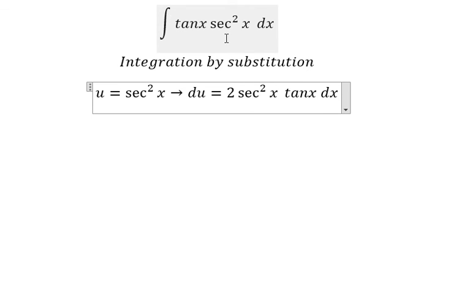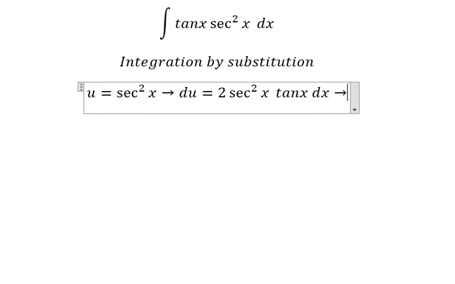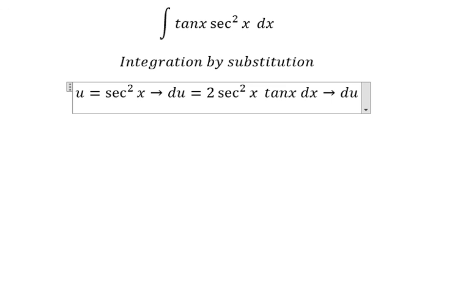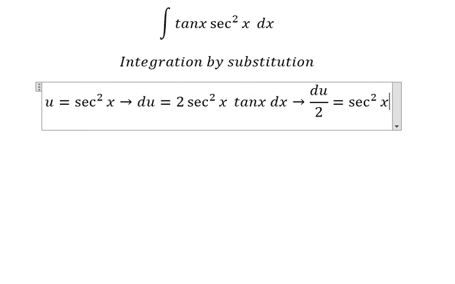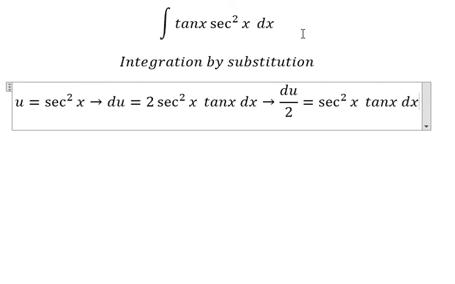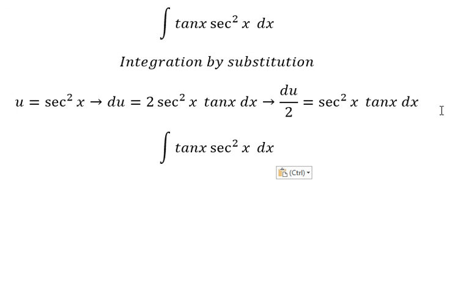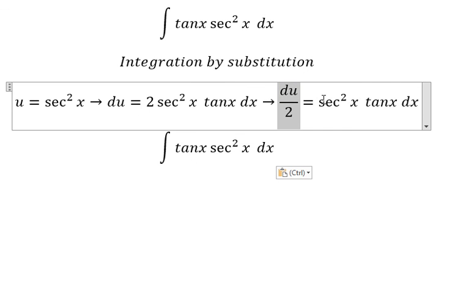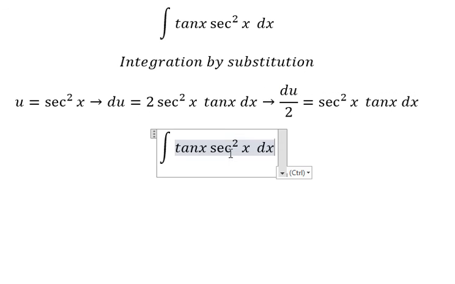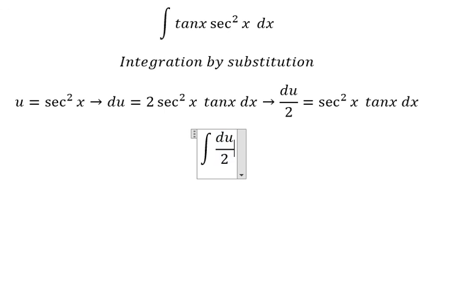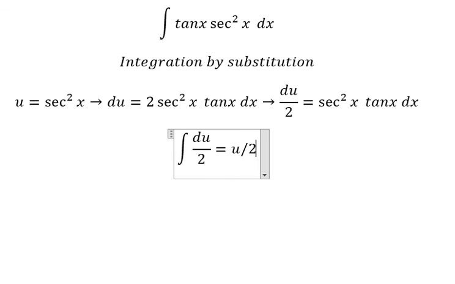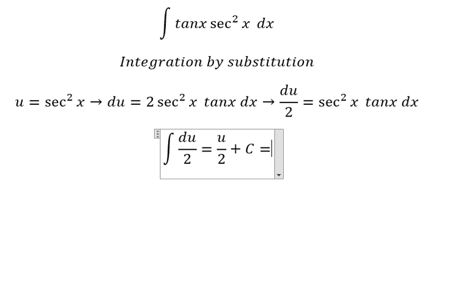Because we don't have the number 2, we need to divide both sides by 2. So we replace this one with this one from here. So we will have u over 2. The integration of u, we have u over 2, and we put c. About u, that is this one.